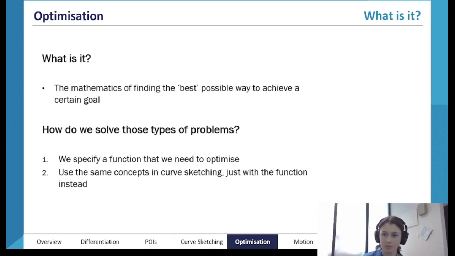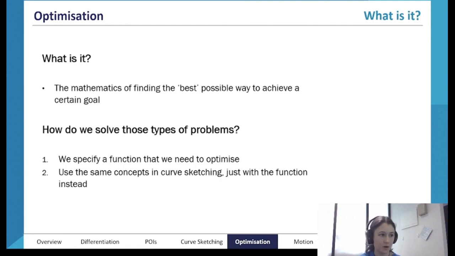So how do we solve these problems? Firstly, we need to specify a function that we need to optimize. What this often occurs in is if we're given a worded question without a function, we need to create that function from the words that we've been given. We need to generate our own function. And that is where the trickiest part of optimization comes in. And I'll give you guys some tips on things you can do to help create those functions.